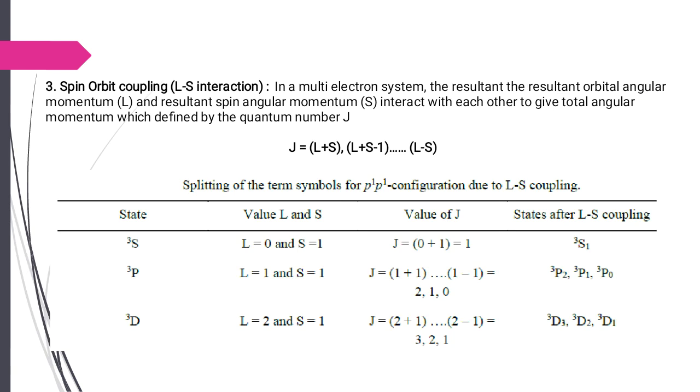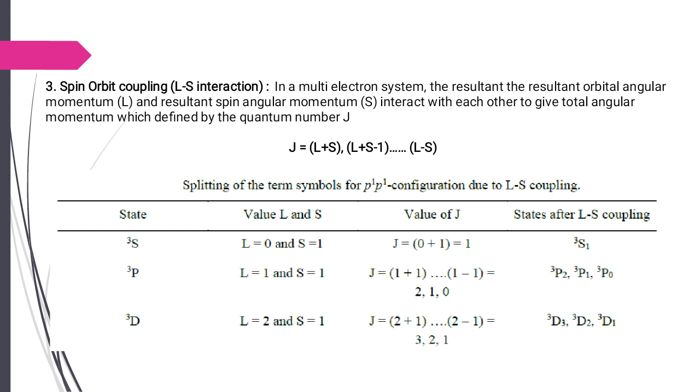Then come to the final one, that is spin orbit coupling, that is LS interaction. In a multi-electron system, the resultant orbital angular momentum quantum number L and the resultant spin angular momentum S interact with each other to give the total angular momentum quantum number, which is represented as J, that is J is equal to L plus S down to L minus S. This is explained with a few examples below.